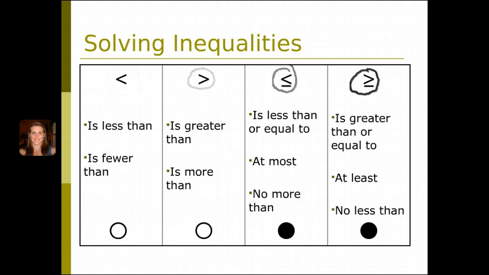If you look down at the bottom, your less than and greater than signs are represented on the graph by an open circle. Your less than or equal to and greater than or equal to signs are represented on the graph by a closed circle, and that will be important in the slides to come.